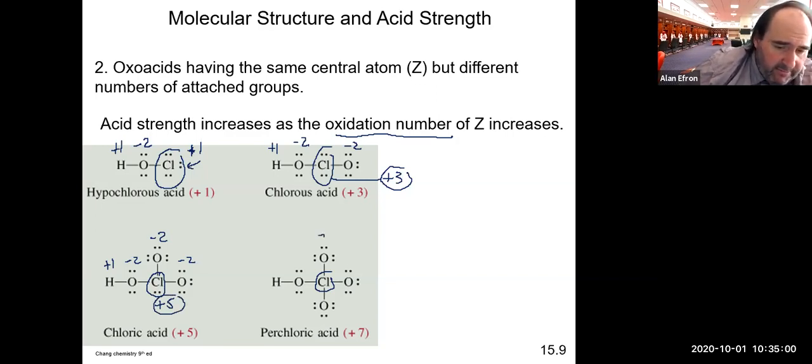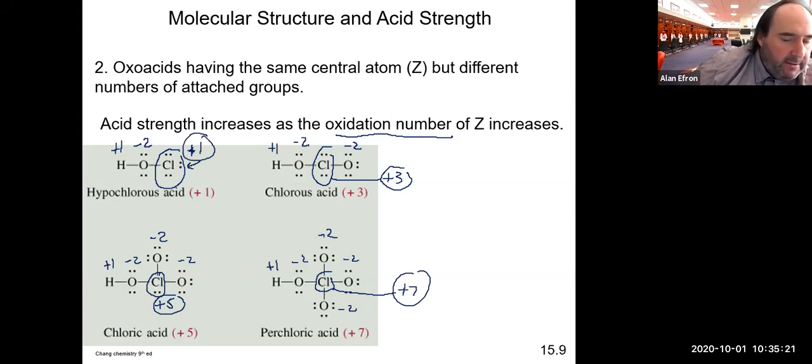And lastly here, perchloric acid has 4 oxygens. Each has an oxidation state of -2. Our one hydrogen has a +1. So that is -8, and +1 gives -7. So our chlorine here would have a +7 oxidation state.